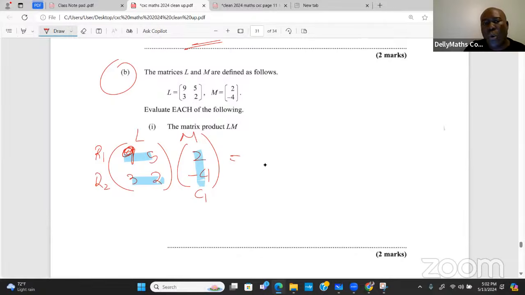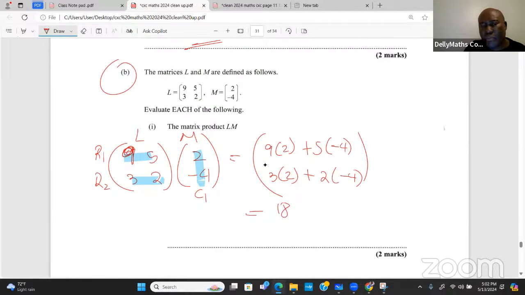So the idea is row 1 times column 1. So it's going to be 9 times 2 plus 5 times -4. And then row 1, column 1 is finished. I'm going to do row 2, column 1. So it's going to be 3 times 2 plus 2 times -4. All right, let's put this together. What are we looking at? 18 minus 20. Right, so we're looking at 18 with a minus 20 there. And then we have 6 with a minus 8.